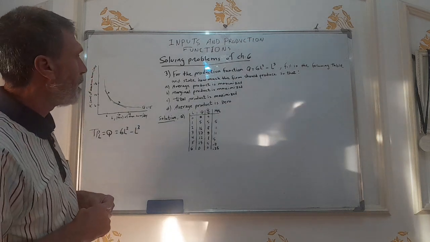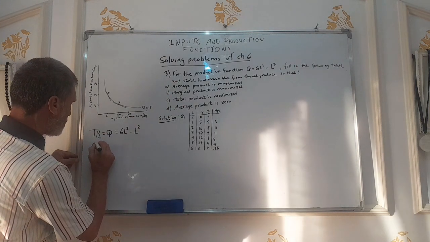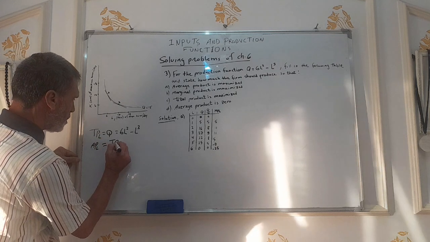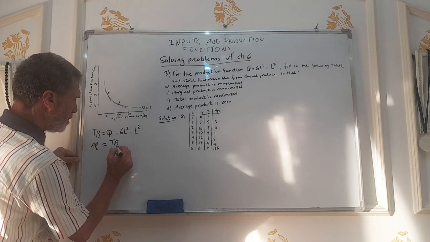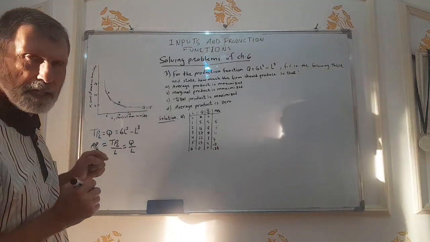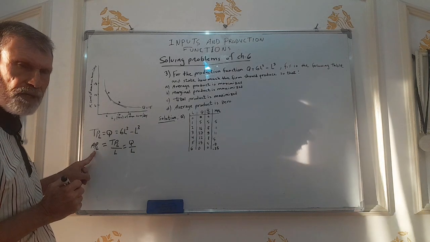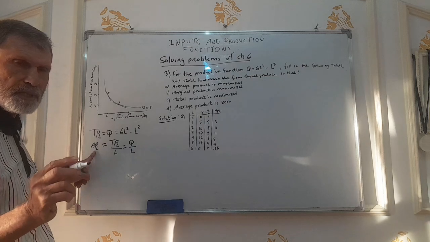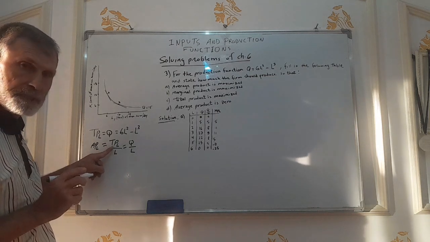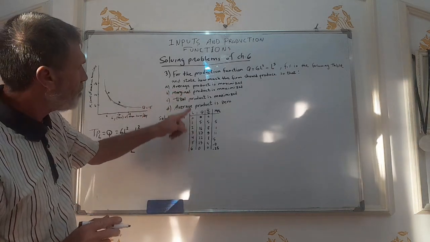Now the average product of labor is going to equal the total product of labor over L, or Q over L. This is the equation of the average product of labor, and we say average product of labor because the input is labor. So now what we want is to fill out this table.